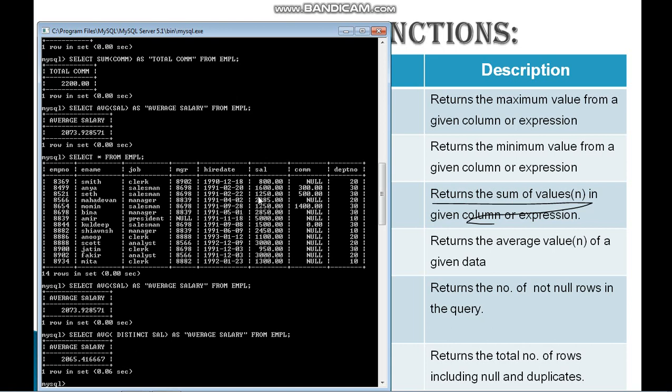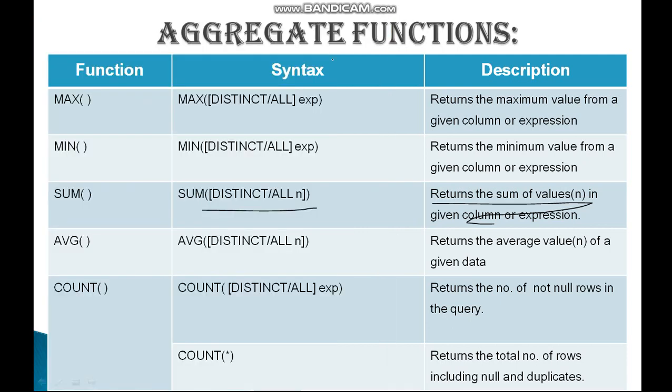So from here only 1250 once it is taken, twice it is not taken. That's why the average value has come different there. So the next function is count. What does the count function do?